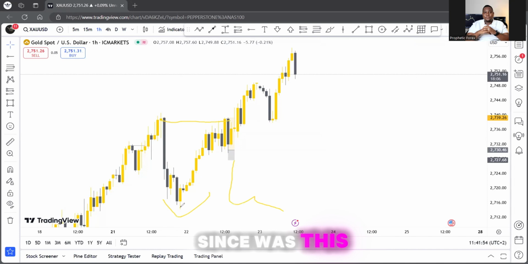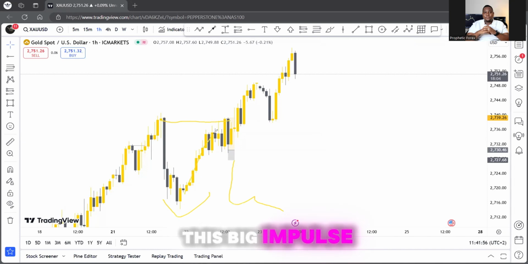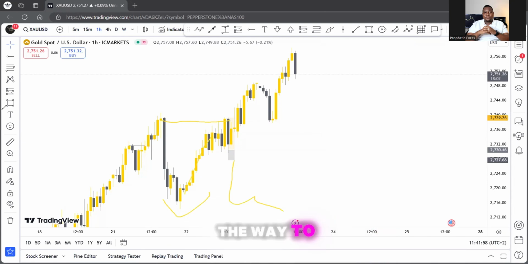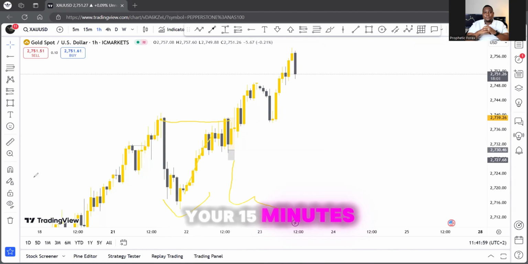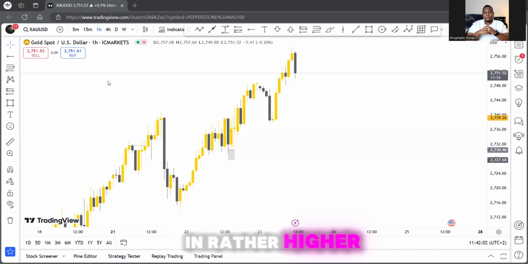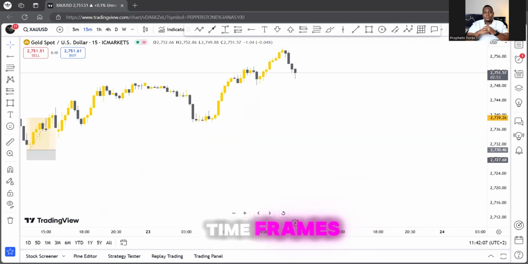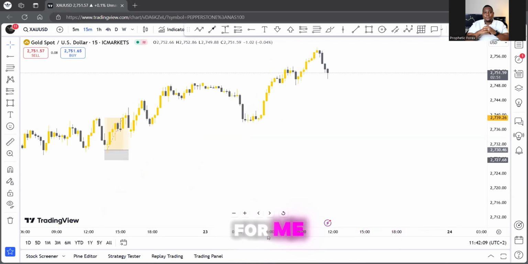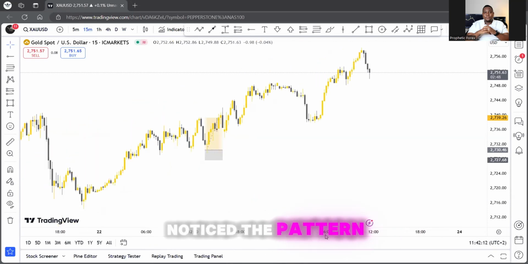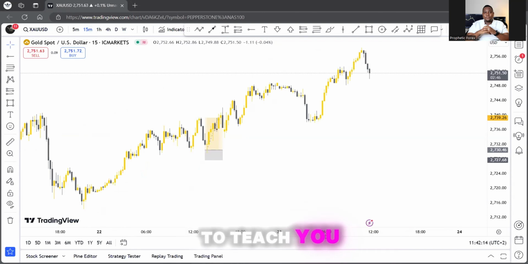And therefore, since this was the last higher low in this big impulse, going all the way to your 15 minutes just to check for more impulse, or rather higher lows that are relevant for those time frames, was quite important for me. And I noticed the pattern, right? And I want to teach you this pattern.